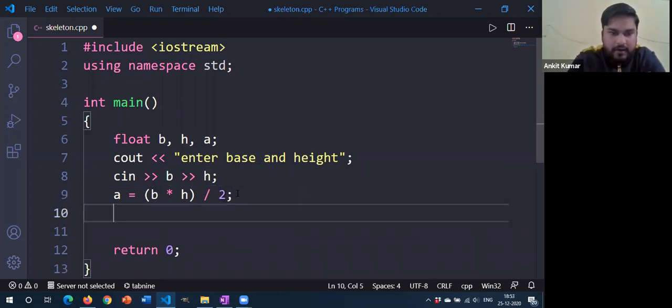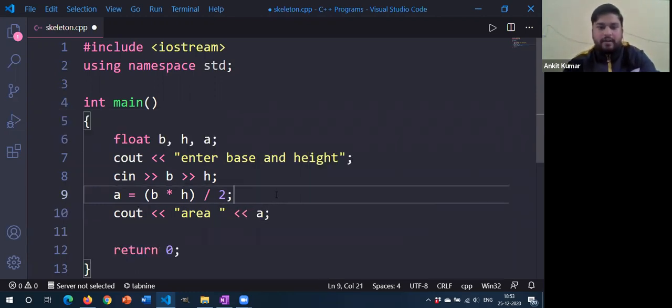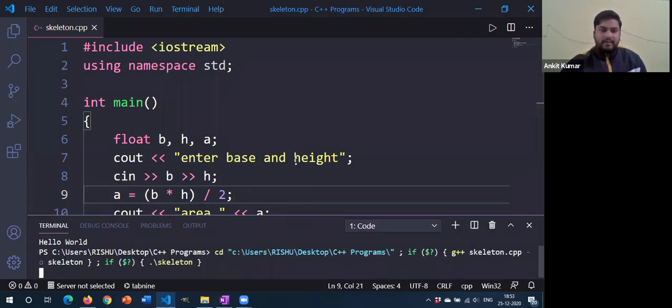So a will do its calculation. After that we want the output, so it will be cout, and we'll write area. Whatever is the value of a will be inserted into area, and this entire thing will be inserted into cout, and we'll get the answer on the screen. So let's run this program.